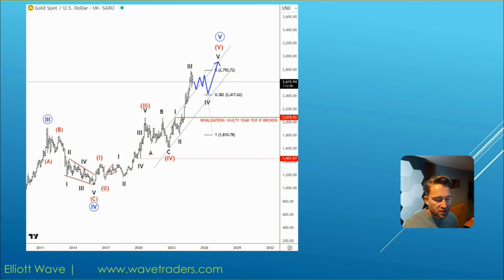But if suddenly, let's say, something dramatic happens and we see metals liquidating all over the place, and then we suddenly go back to the 2000 level, well, that will be a very strong indication that a multi-year top has been put in place here.